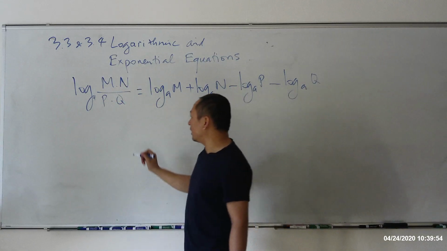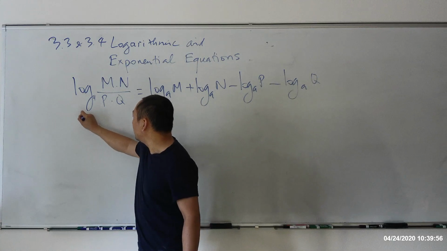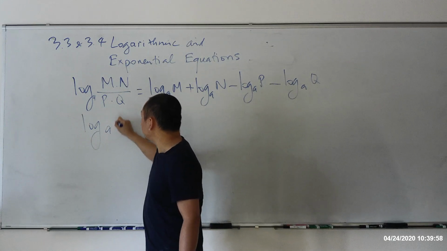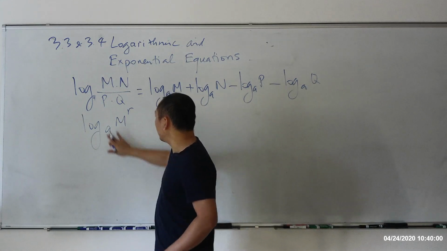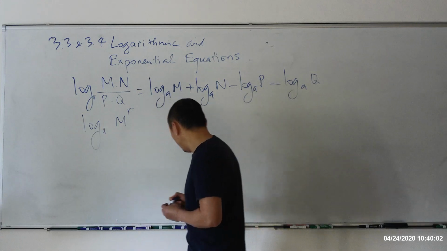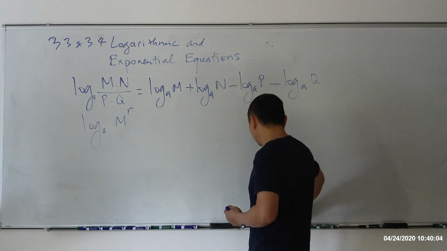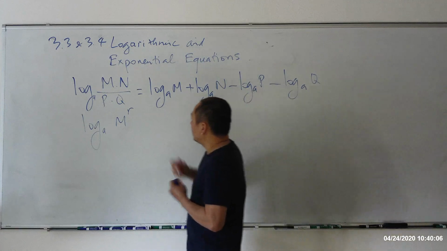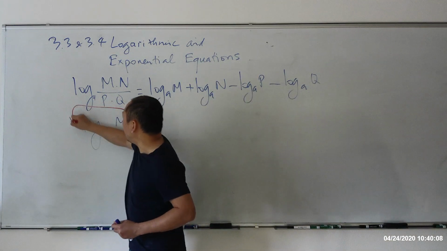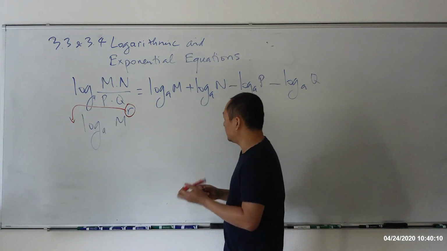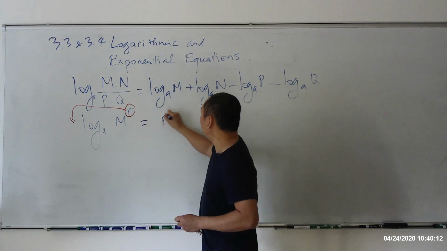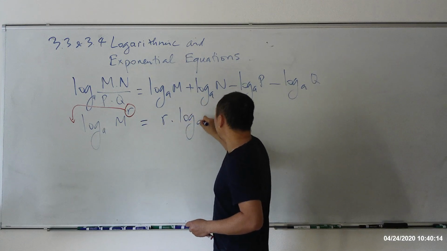And another one that you guys are going to use a lot is the exponential one. Log base a of m raised to the r exponent. This is the base number. And what you can do with the exponent is, think of it this way. Take the exponent now, put it in front. So this is equal to r times log base a of m.